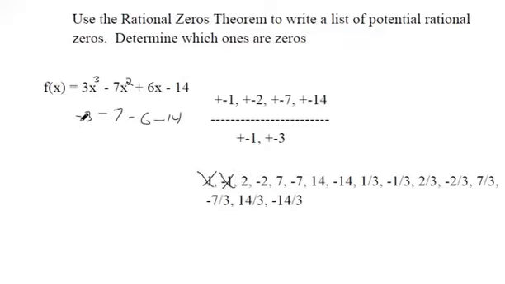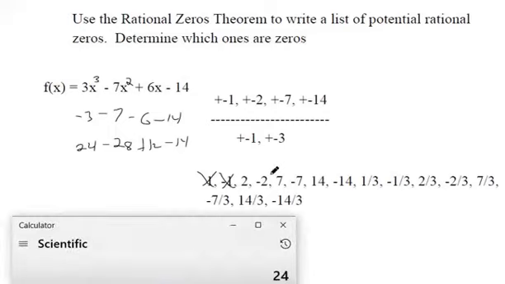So what if I plug in 2? 2 to the third is 8. 8 times 3 is 24. 2 to the second is 4. 7 times 4 is 28. 6 times 2 is 12. And minus 14. Do we have a winner here? No, I don't think so. 24 minus 28 plus 12 minus 14. Not quite. So I tried that, didn't work.